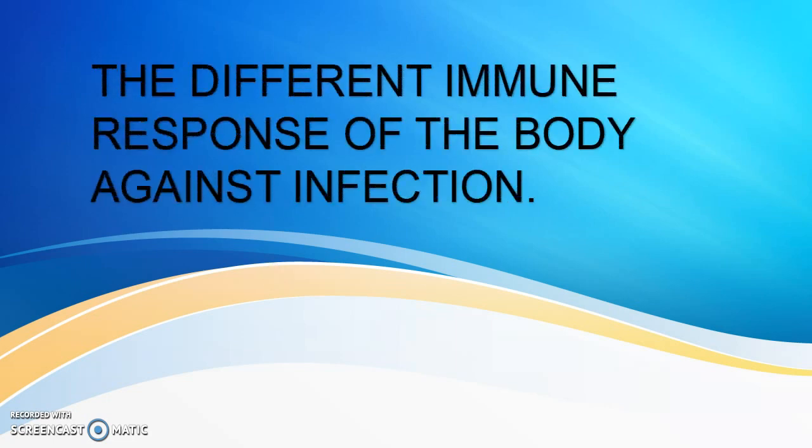The different immune responses of the body against infection. The immune system is the body's defense against infection. The immune system is made up of special organs, cells, and chemicals that fight against infection. The immune system defends our body against viruses, bacteria, and other foreign bodies.